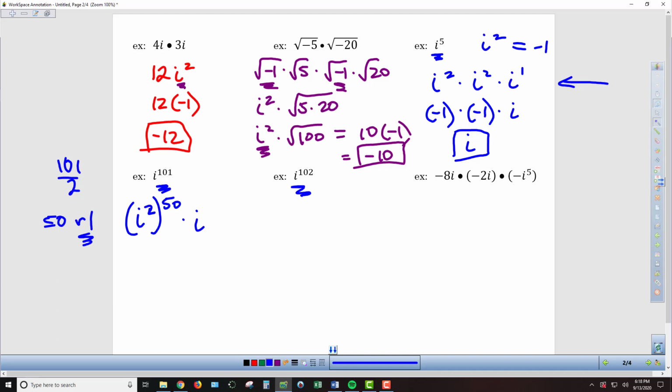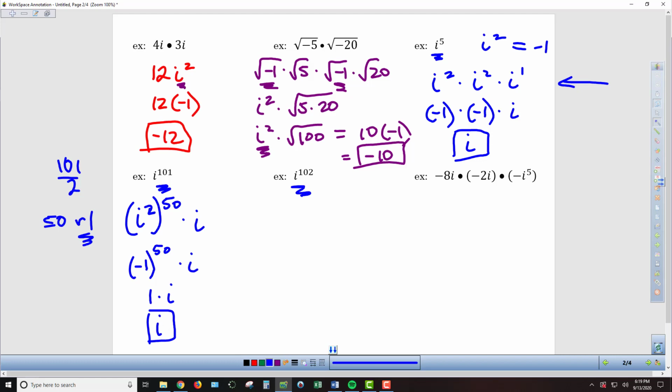And so now i to the 101st can be rewritten as -1 to the 50th power times i. Of course, if I'm multiplying by a negative an even number of times, that's going to equal a positive. So it's just going to be +1 times i, which gives us just i again.